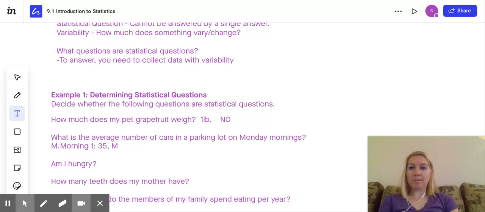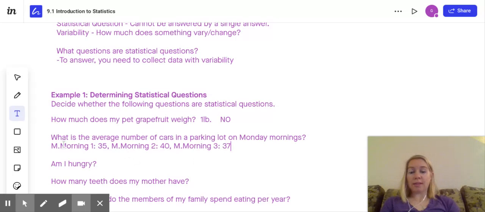Let's say Monday morning 2, there were maybe 40 cars. Okay, because we want the average, that means that's at least 2 mornings, right? That's more than one. And let's say we looked at another Monday morning. Let's say the third Monday morning, there were 37 cars. Okay, so that's about how we would answer that question, right? We couldn't just make it up. We would have to go and observe and count the number of cars each Monday morning.